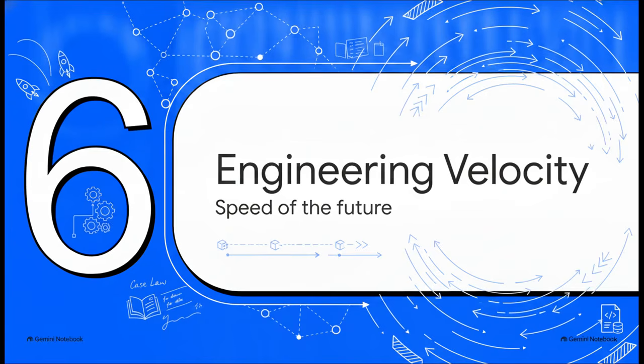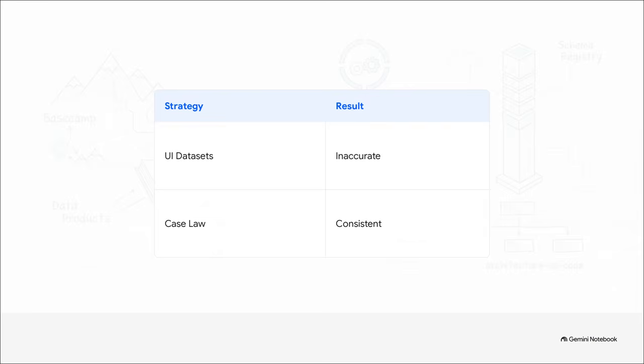And finally, Section 6, True Engineering Velocity, moving at the speed of the future. Let's pull all these concepts together to see exactly how this technical execution delivers scalable velocity. It really comes down to two distinct paths you can take. If your strategy relies on disconnected UI datasets with weak governance, everyone suffers. Marketers, analysts, personalization teams, they all suffer from inaccurate audiences, broken reporting, and duplicate messaging. And the wild part is most business users won't even realize the root cause started all the way back at the schema layer.